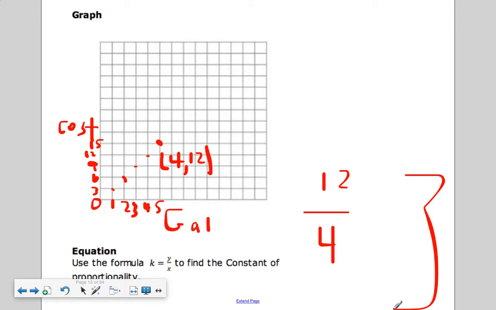That means if I know the number of gallons of gasoline and I multiply by 3, the constant ratio, I will always find its cost. So for example, if I buy 9 gallons of gas times 3, it'd be $27. If I need to buy 12 gallons of gas times 3, it'll be $36. So that's a constant of proportionality.